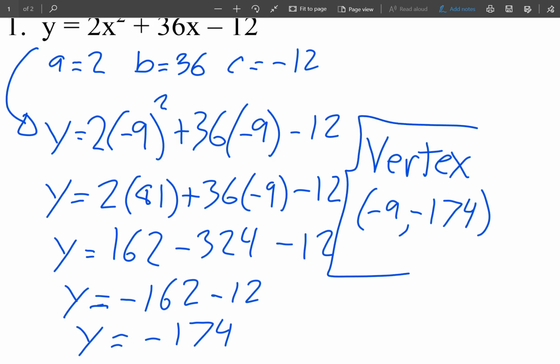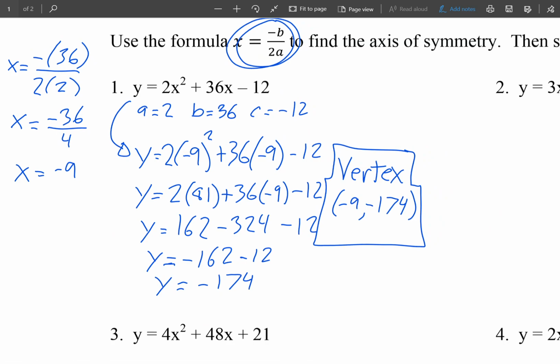Alright, please make sure you box your answer, because I could do that with the axis of symmetry as well. Those are the two things I was asked for, and I found them both.